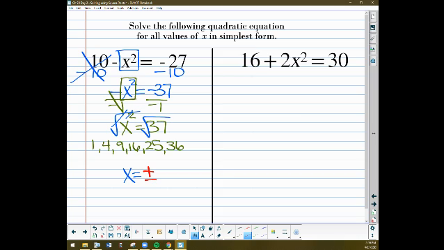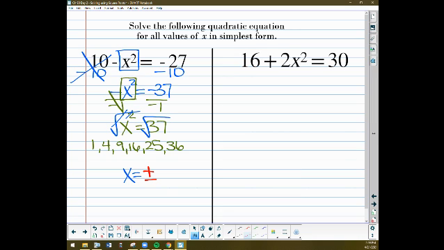Always have it plus or minus. Okay. Square root of 25, does that go into 37? No. Does 16 go into 37? No. Does 9 go into 37? No. Does 4 go into 37? No, it doesn't. Okay, so 37 cannot be simplified any further than it already is.